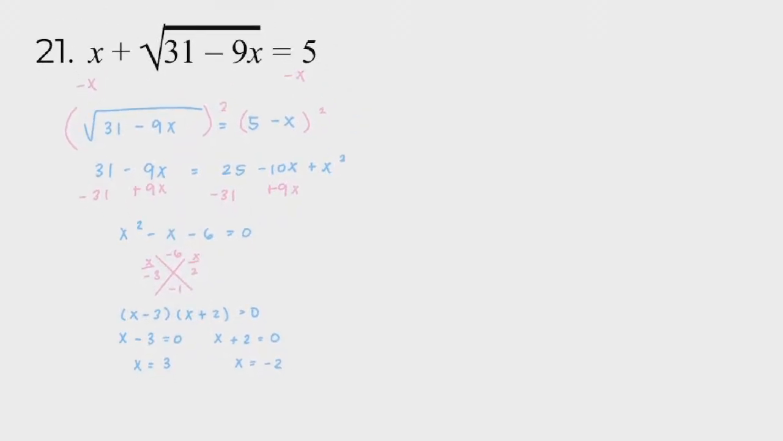So this time we have two answers that we want to check. So let's first check x equals 3. That'll be 3 plus square root of 31 minus 9 times 3 equals 5. So that's 3 plus the square root of 31 minus 27 equals 5. So 3 plus the square root of 4 equals 5. Square root of 4 is 2. So we get 3 plus 2 equals 5, which is correct.